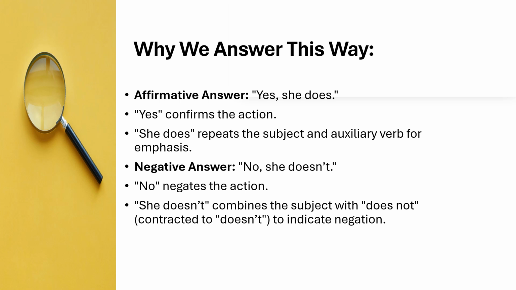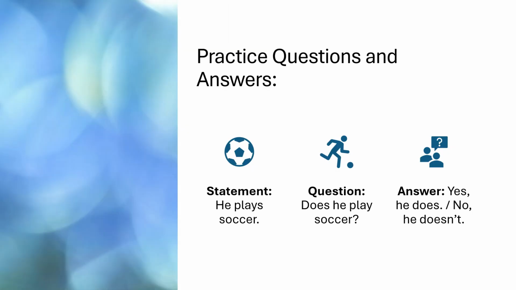How do we answer the question? For affirmative answer, yes, she does. Yes confirms the action. She does repeats the subject and auxiliary verb for emphasis. And to answer this question in negative sense, no, she doesn't. No negates the action. She doesn't combines the subject with does not to indicate the negation. Here are some present questions and answers.